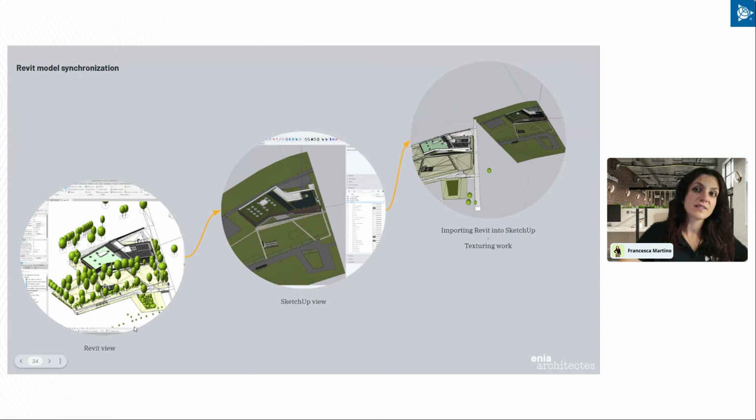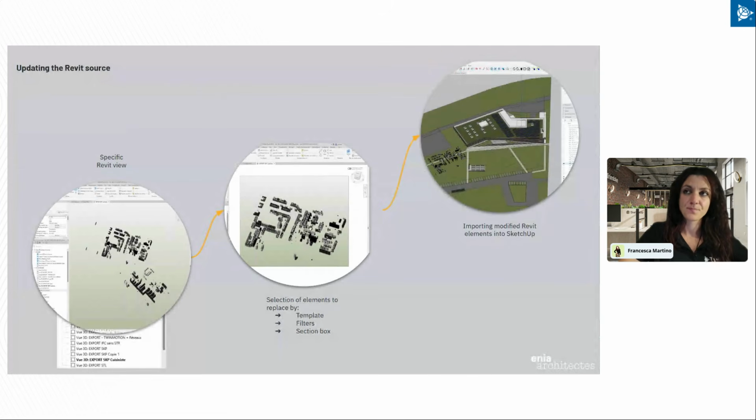So first they start by drawing their model into Revit, creating a Revit view, then exporting this Revit view and importing it into SketchUp. And then in SketchUp, they actually move on to the texturing work, and therefore they create and they finalize the textures for the visualization.